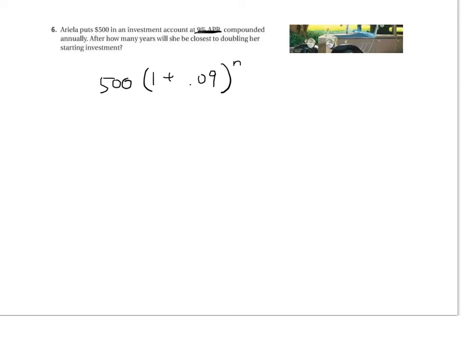And then how many years does it take to get, so we put n there, how many years does it take to get double of what you have? And use a calculator, or you can plug in some numbers here, and guess and check, maybe 5 years, maybe 10 years. And you can plug that in to see if you get 1,000.